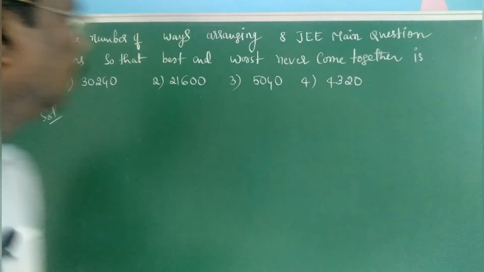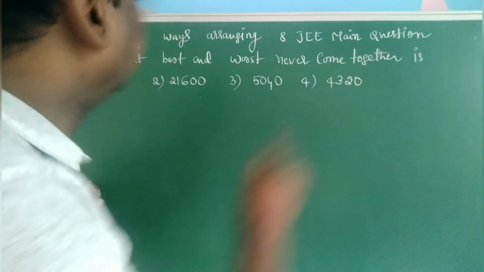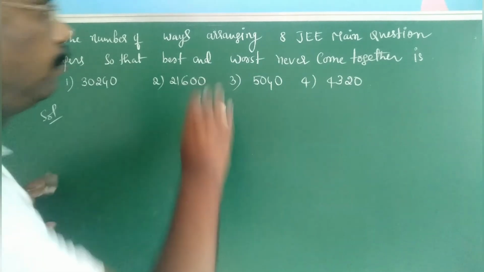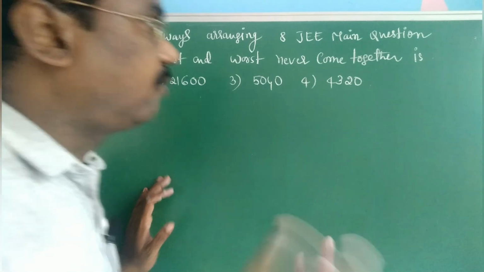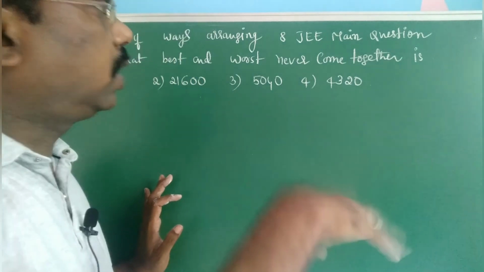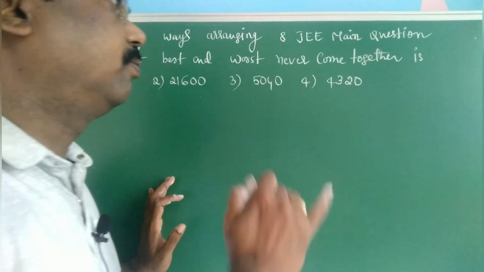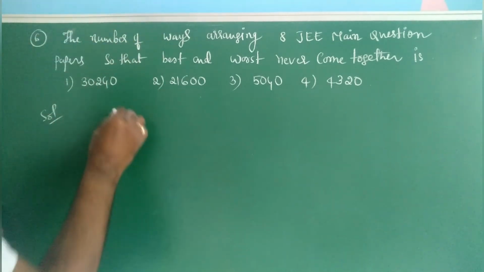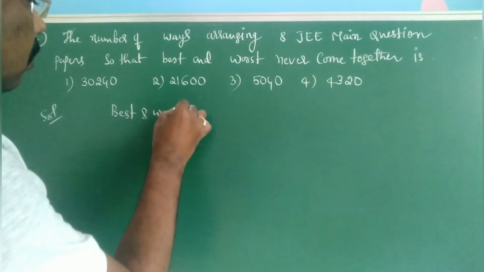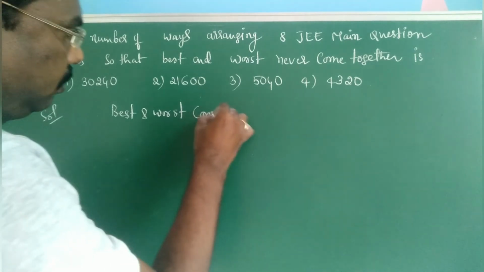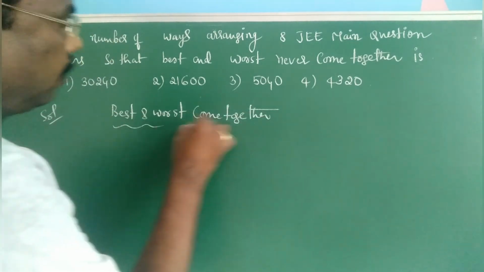Next one, the number of ways of arranging 8 JEE Main question papers such that the best and worst never come together. Best and worst never come together means total minus best and worst come together. Now first, best and worst come together. Best and worst papers come together.